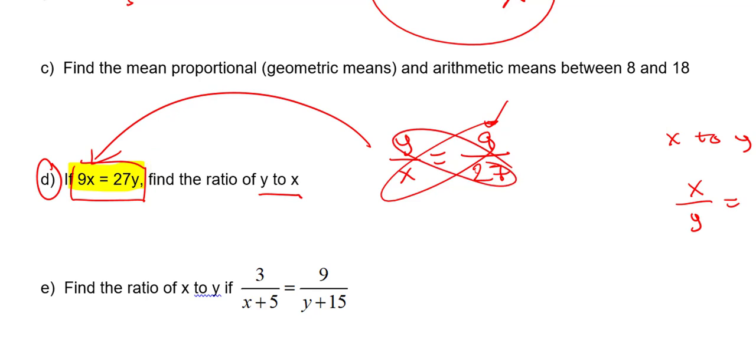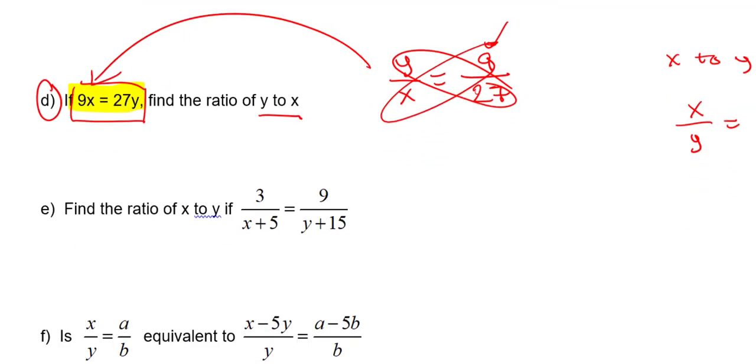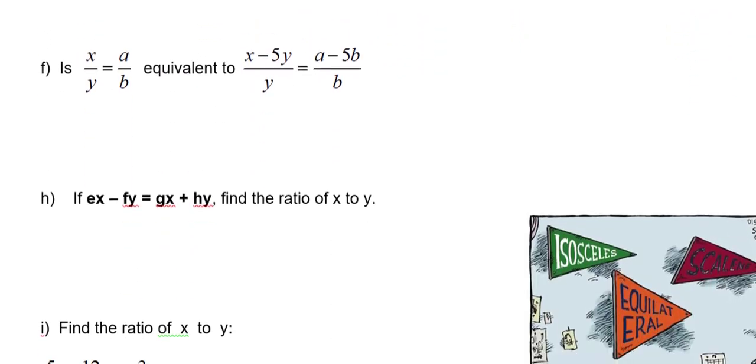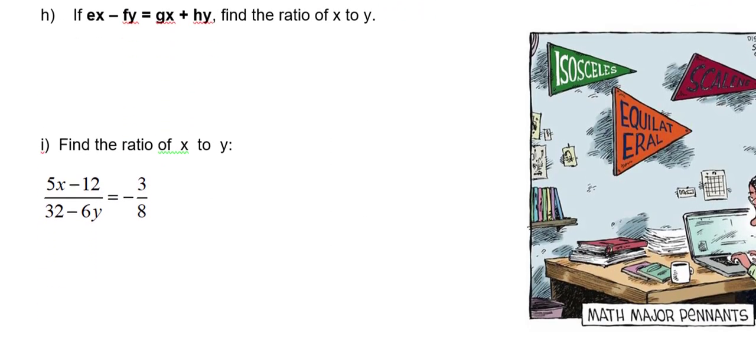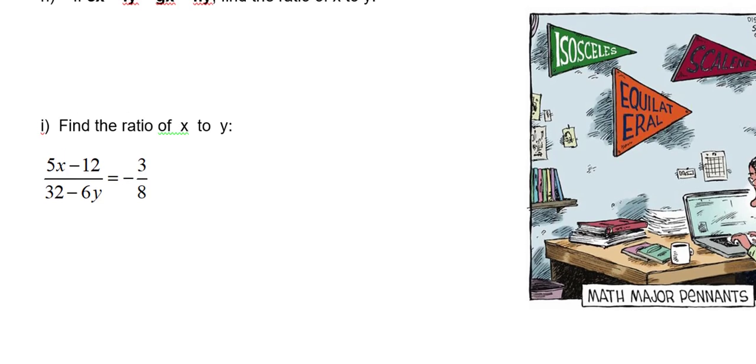Okay, let's try one that's a little bit harder. Let's jump all the way down to letter I. Find the ratio of x to y. So we're looking for x over y and trying to find what that ratio is equal to. Cross multiply. If I have a negative sign here, I can either put it with the top or the bottom. Not both. Let's put it with the top.